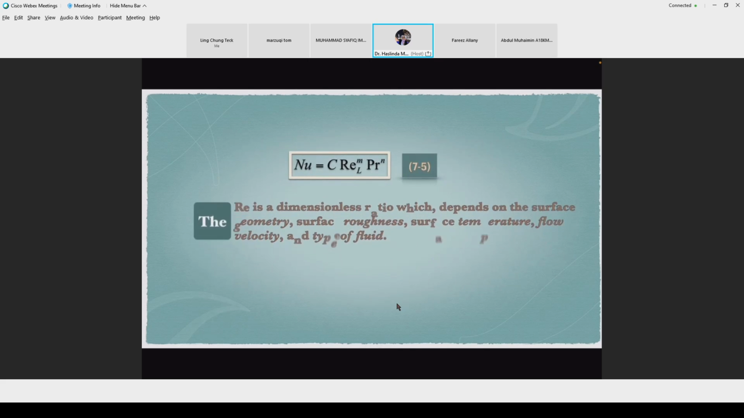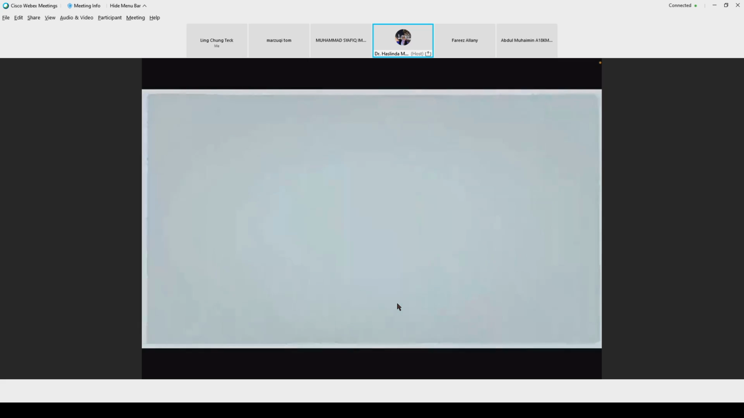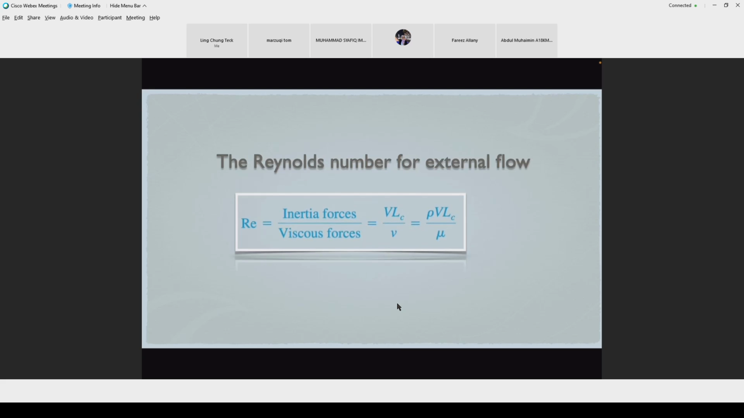First find the Nusselt number. To find the Nusselt number, we must first determine the Reynolds number. Okay, that's the tips of the process. Reynolds number for external flow. So this is the formula for Reynolds number.